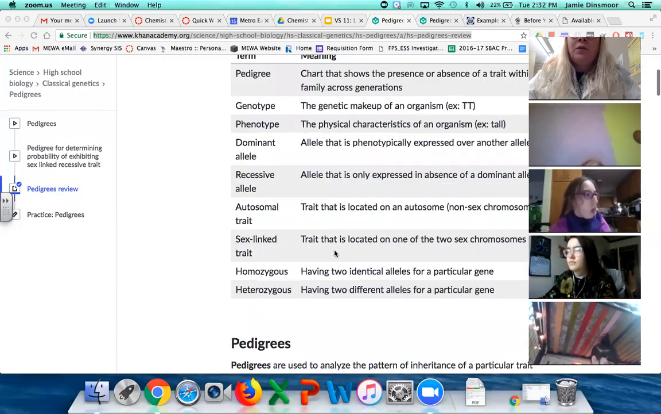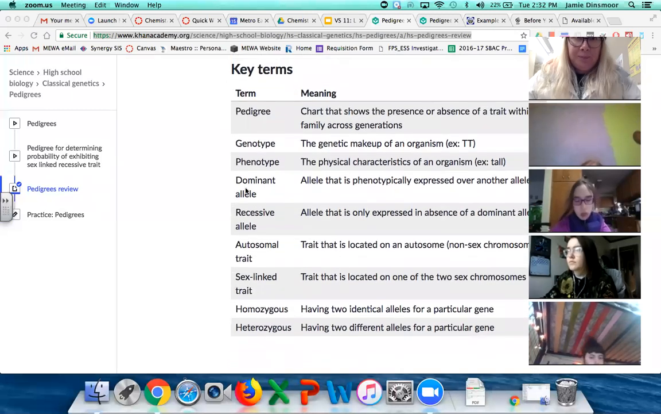So we're going to start with some vocabulary. And then we're going to have some people read. I just repasted the link, by the way, for those of you that are slightly late.